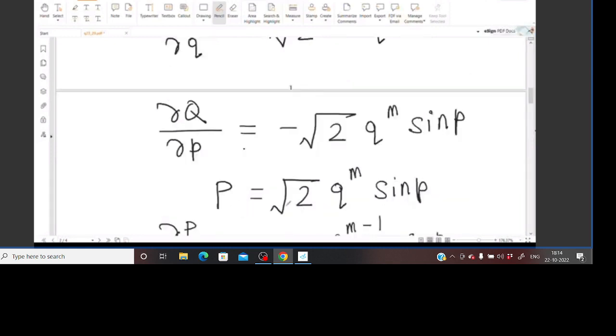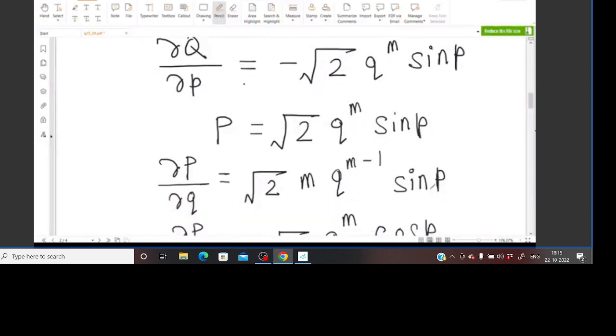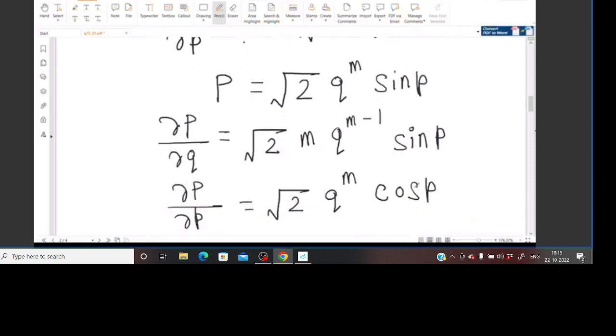Capital P is equal to root 2 into small q to the power m into sin small p. So the partial differentiation of capital P with respect to small q is equal to root 2 into m into small q to the power m minus 1 into sin small p, and the partial differentiation of capital P with respect to small p is equal to root 2 into small q to the power m into cos small p.